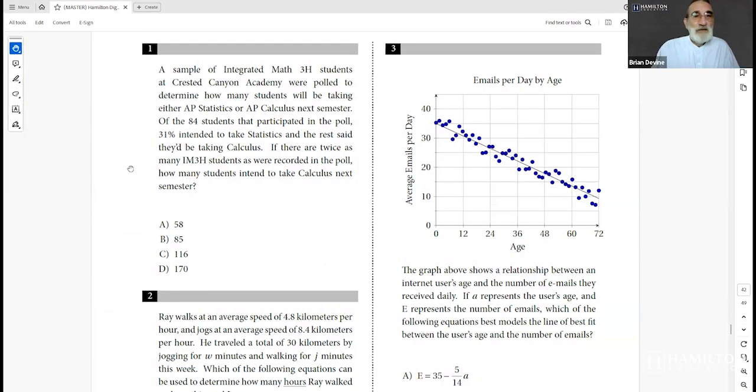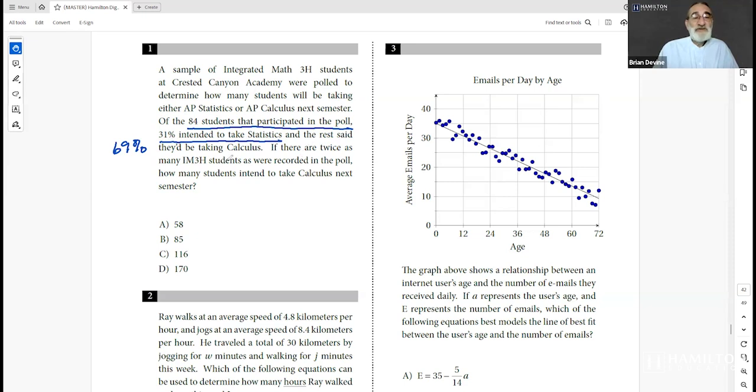Section 2, or module 2, pardon me, question 1. A sample of integrated math students at Crescent Canyon Academy, blah, blah, blah. How many students will be taking AP Stats or AP Calc next semester? Of the 84 that participated in the poll, 31% intended to take stats, and the rest said that they were going to take calculus. Well, 100 minus 31 is 69% then said they're going to take calculus.